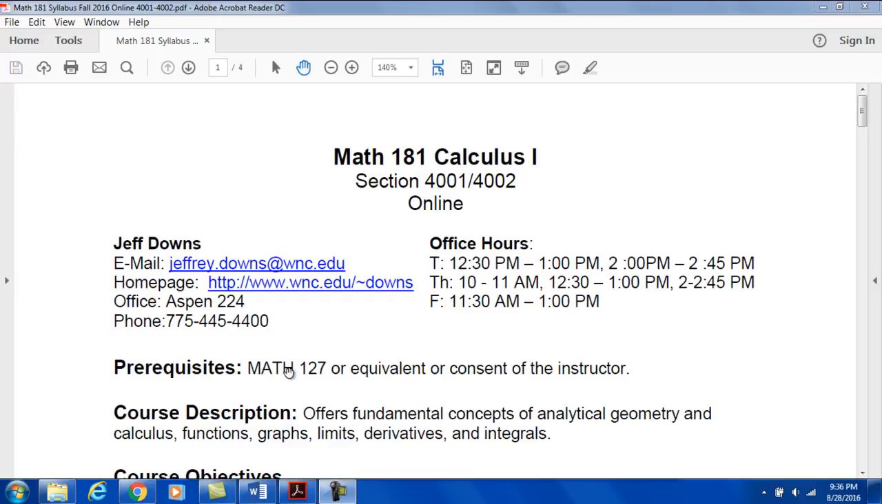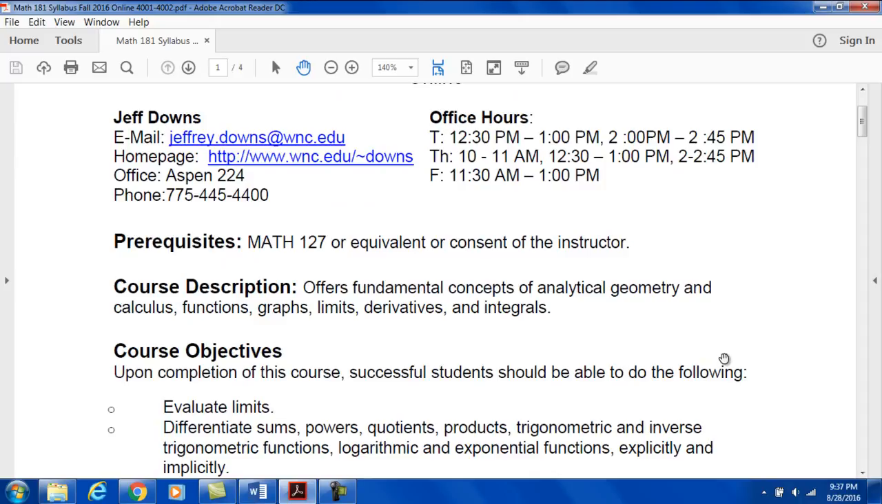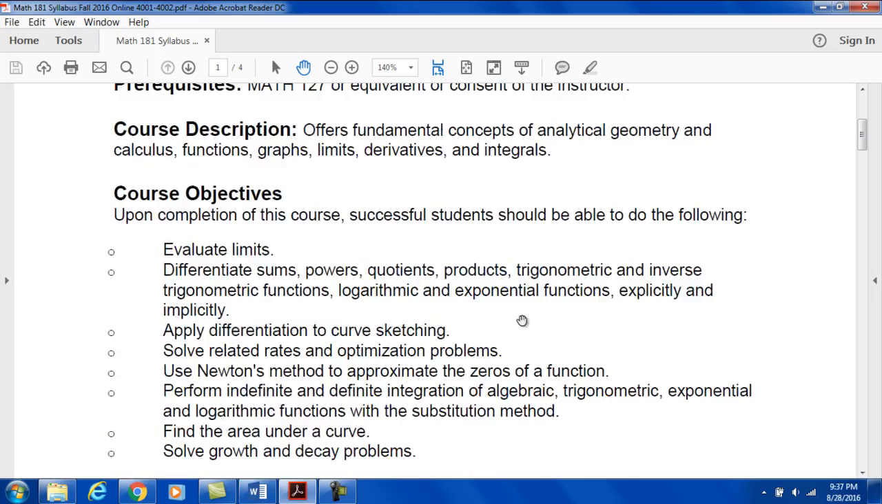Prerequisites: Math 127 or equivalent, or the consent of the instructor. Course description: offers the fundamental concepts of analytical geometry and calculus, functions, graphs, limits, derivatives, and integrals.